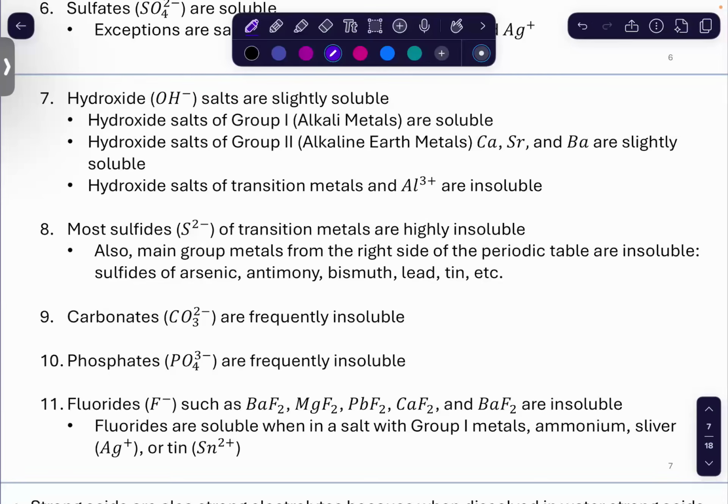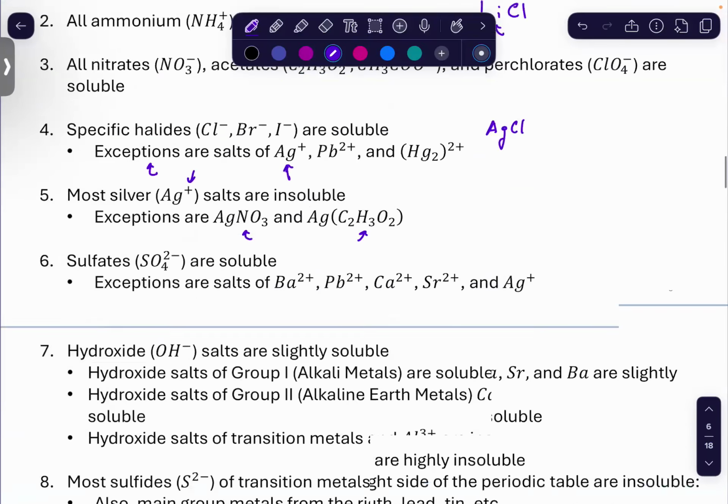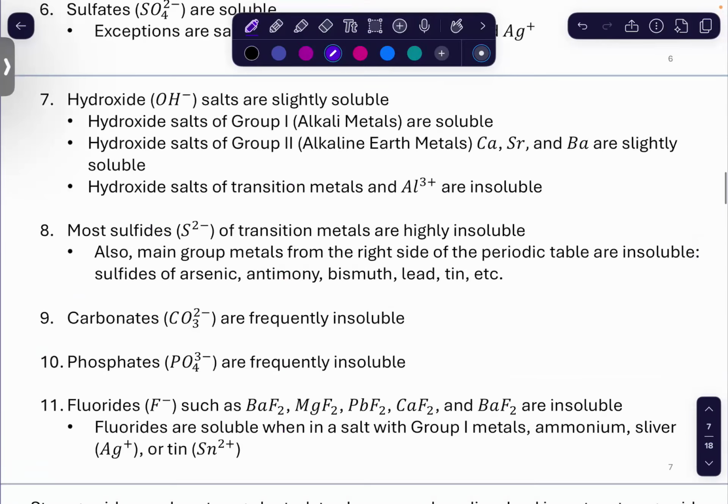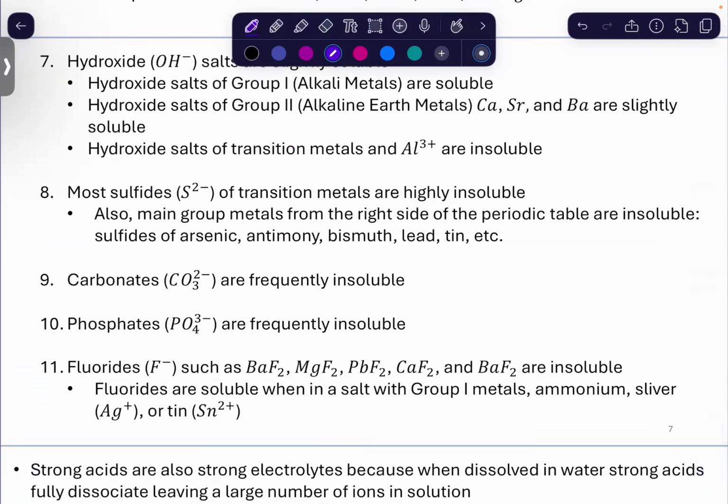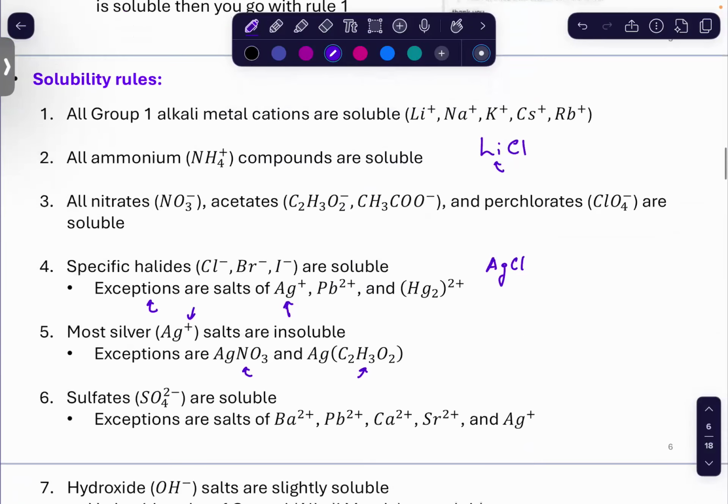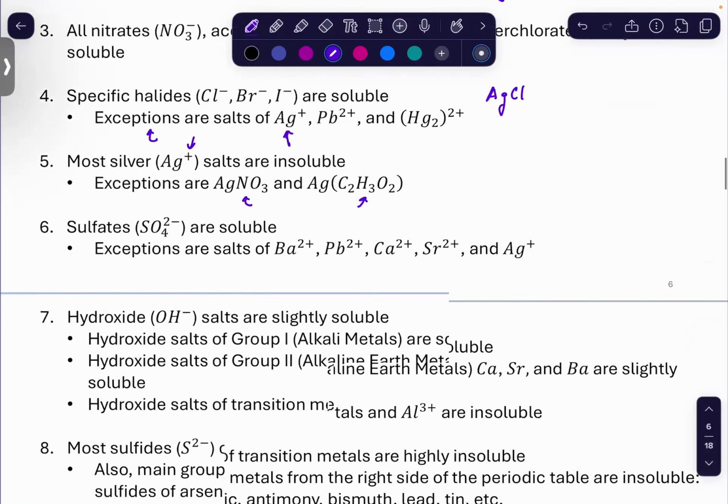Yeah, when I do exams, you're able to use notes, so you would be able to have these. But you just want to make sure you go through these and understand them so that you can use them when you need to. And again, you use them in order. So if Rule 10 says something's insoluble, but Rule 1 says it's soluble, well, then we go with Rule 1.